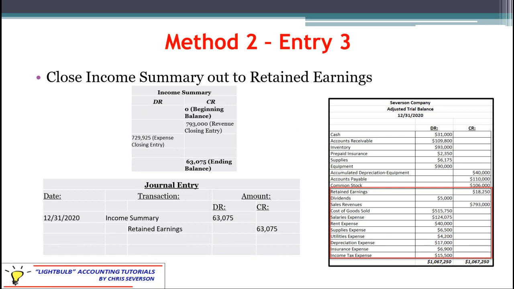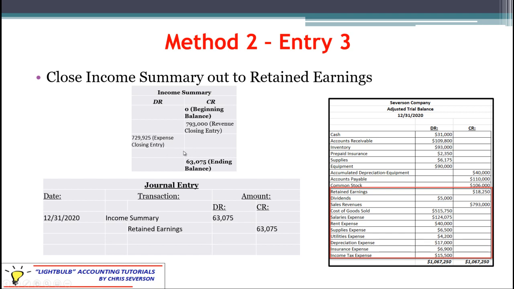Now we have a completely additional entry for this method 2. This is to close income summary out to retained earnings. So this income summary account only shows up during the closing process and then it's immediately closed. It's very, very temporary. It starts with a zero balance every year before we get to the closing. We're going to be crediting income summary for that revenue closing entry. We're going to debit income summary for that expense closing entry.